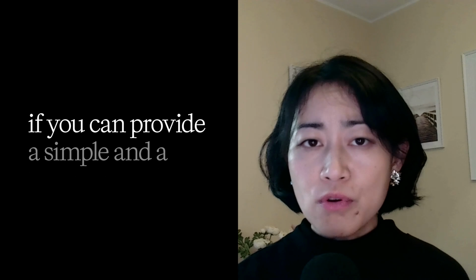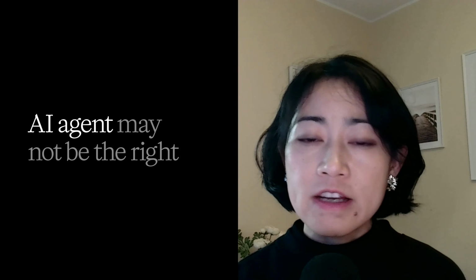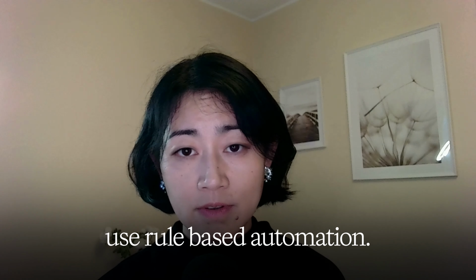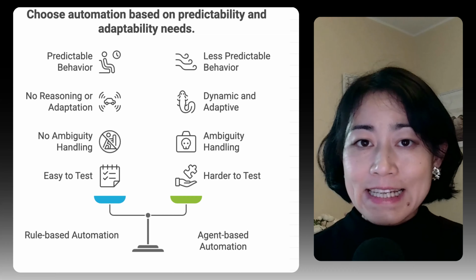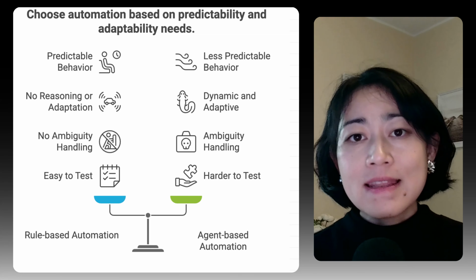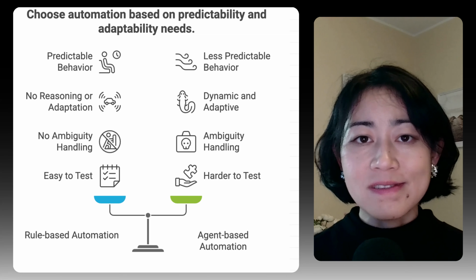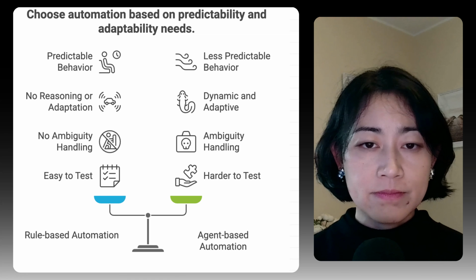In a broader context, if you can provide a simple and single solution to a problem, an AI agent may not be the right option to automate. Instead, use rule-based automation. You will get stable results at lower cost, because normally RPA is rule-based logic. It has fixed behavior. The same input always leads to the same output. It is predictable and repeatable.